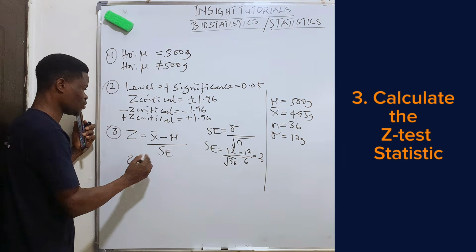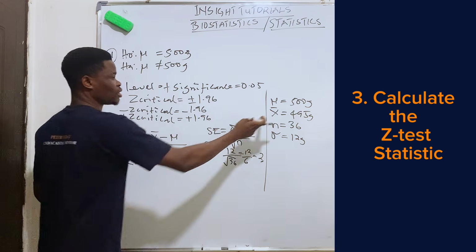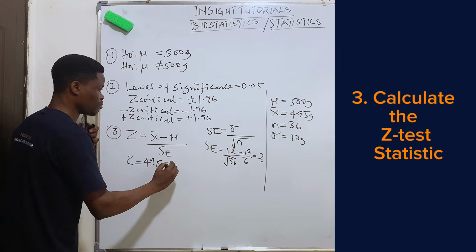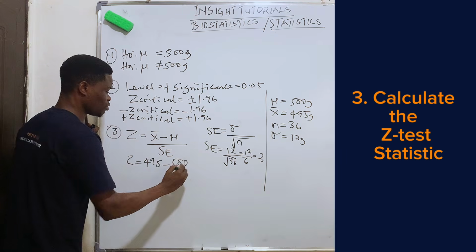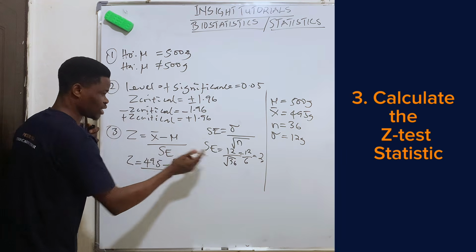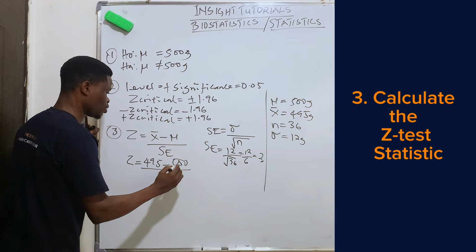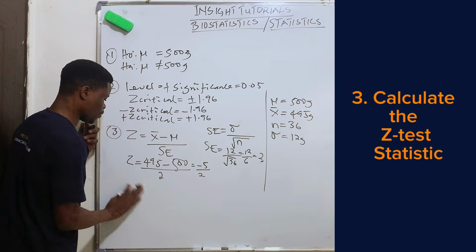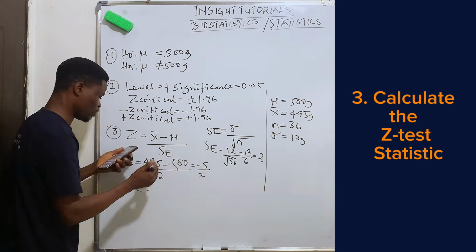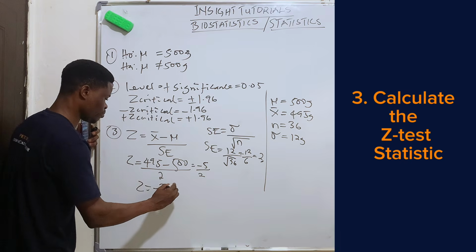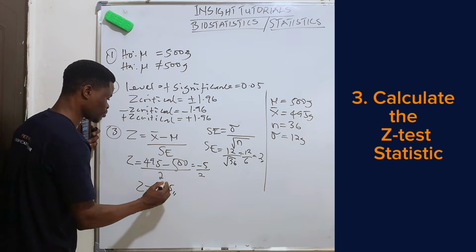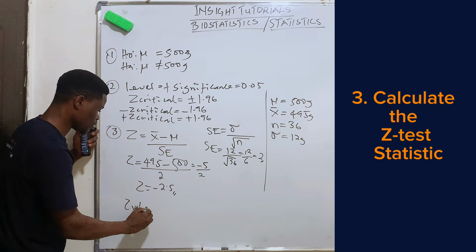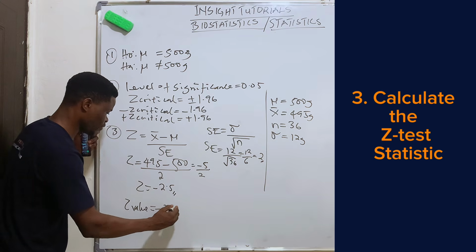So our Z value, now this is the sample mean, which is 495, minus the population mean 500, all over the standard error. Now we have gotten it as 2. So this will give us negative 5 over 2. Our Z value, if we do 5 divided by 2, we're going to get negative 2.5. Now we have gotten our Z value to be negative 2.5.